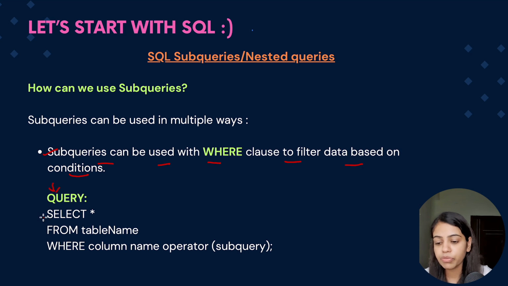So let's see the query. Here you can see we are giving select, and here star basically means all. So it will give me all the columns which are present in the table. Then we will give from and provide the table name. Then we'll give the where clause.